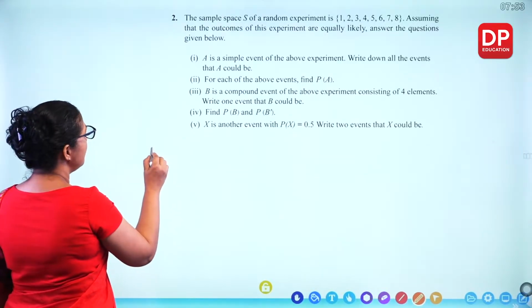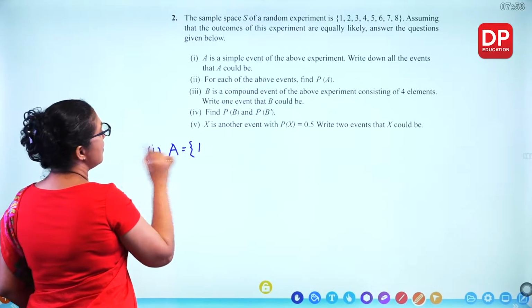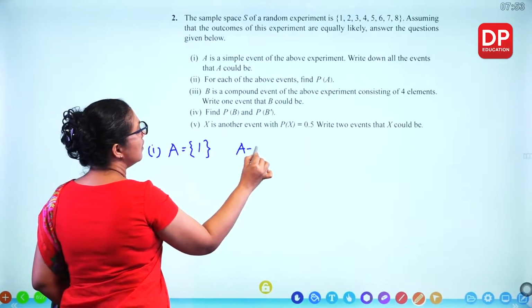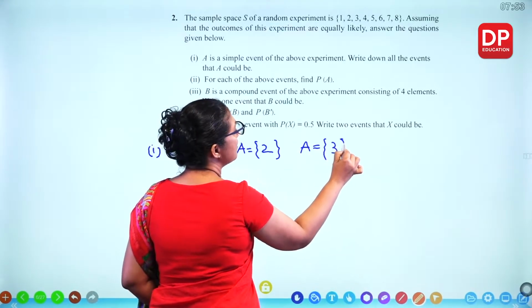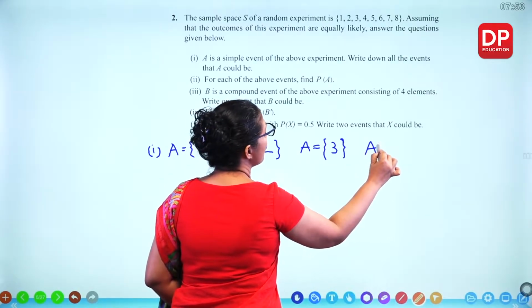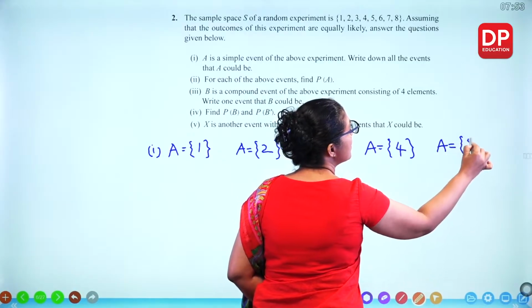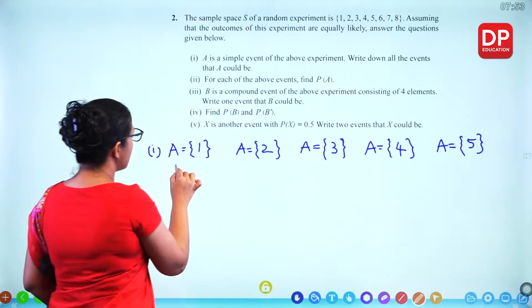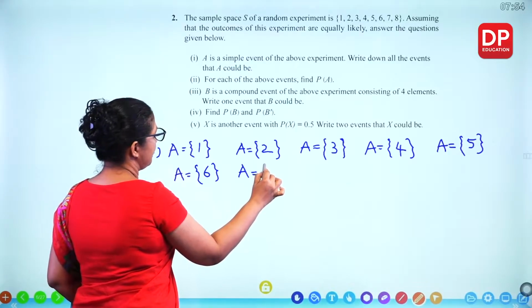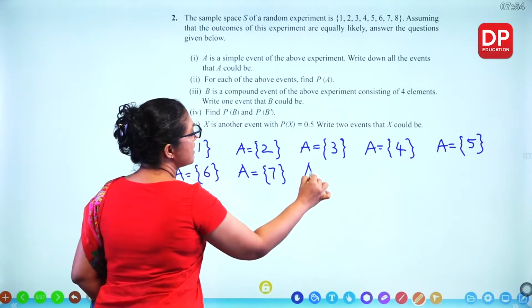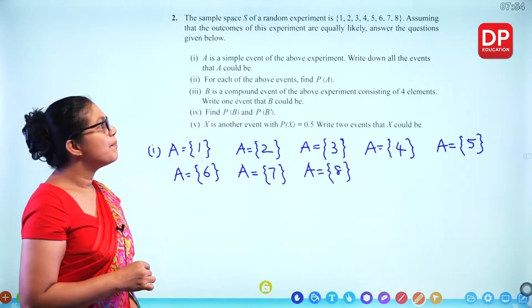So we can write down, A can be 1 or 2 or 3, 4, 5, 6, 7 and 8. So only one possibility. So those are simple events.